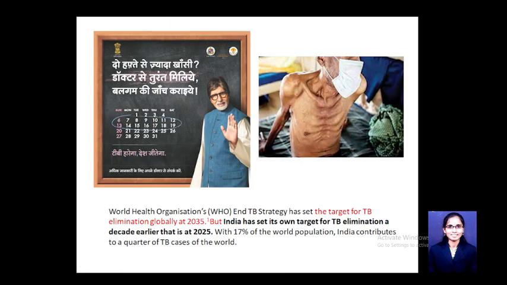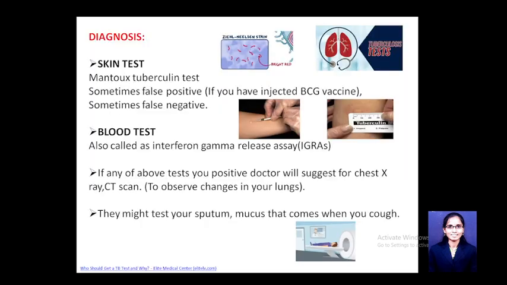And it is noted that after shaking hands with such a person or sharing food with such a person, you will not get TB. The World Health Organization has decided on the End TB Strategy, with certain targets for TB elimination at the global level by 2035. But India has set its own target, and it has decided to decrease the TB patients by 2025. With 17% of the world population, India contributes a quarter of the TB cases of the world nowadays.